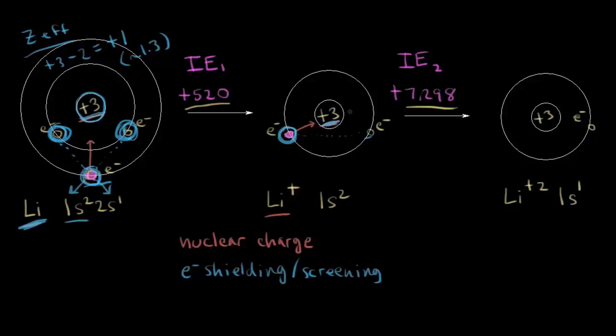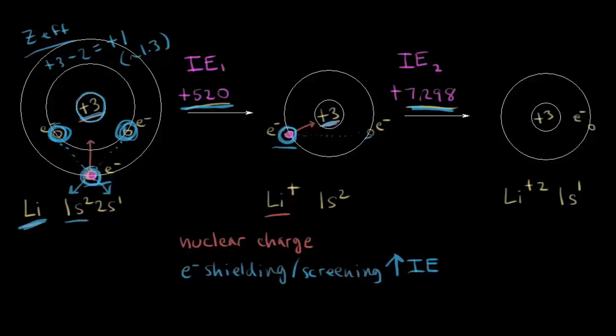And so therefore there's going to be a much greater attractive force holding this electron in magenta to this nucleus, and therefore you'd have to apply more energy to pull that electron away. So the effect of electron shielding tells you the second electron is much harder to remove than the first, and so we see a large increase in ionization energy from the first ionization energy to the second ionization energy.